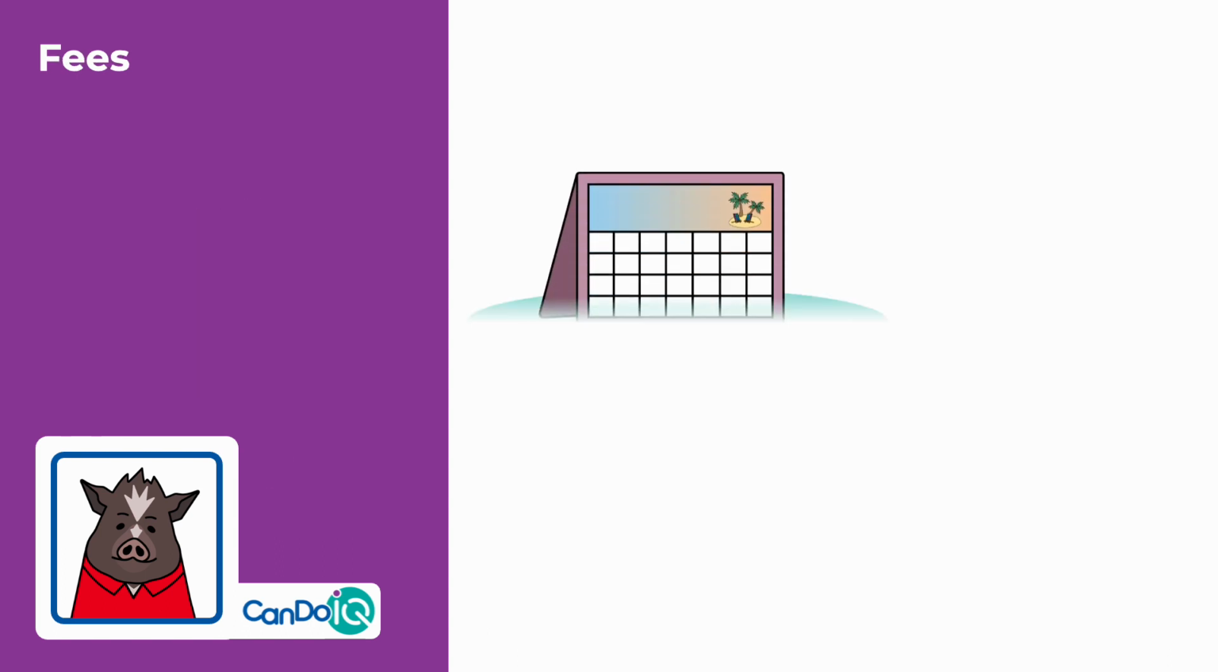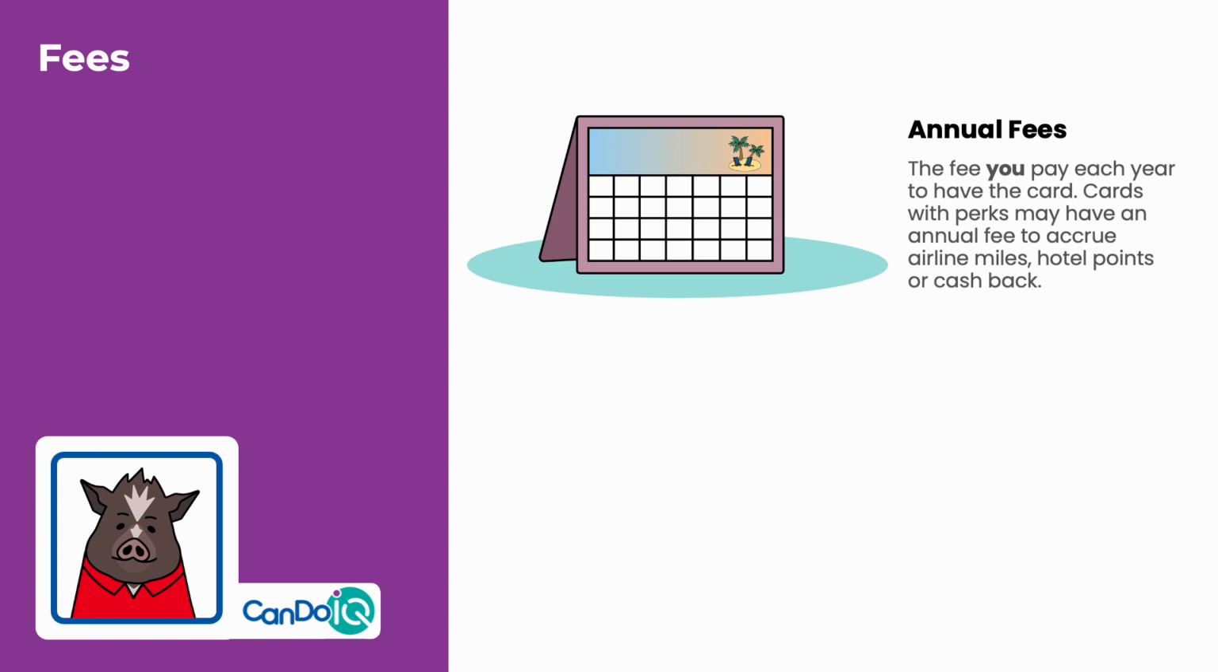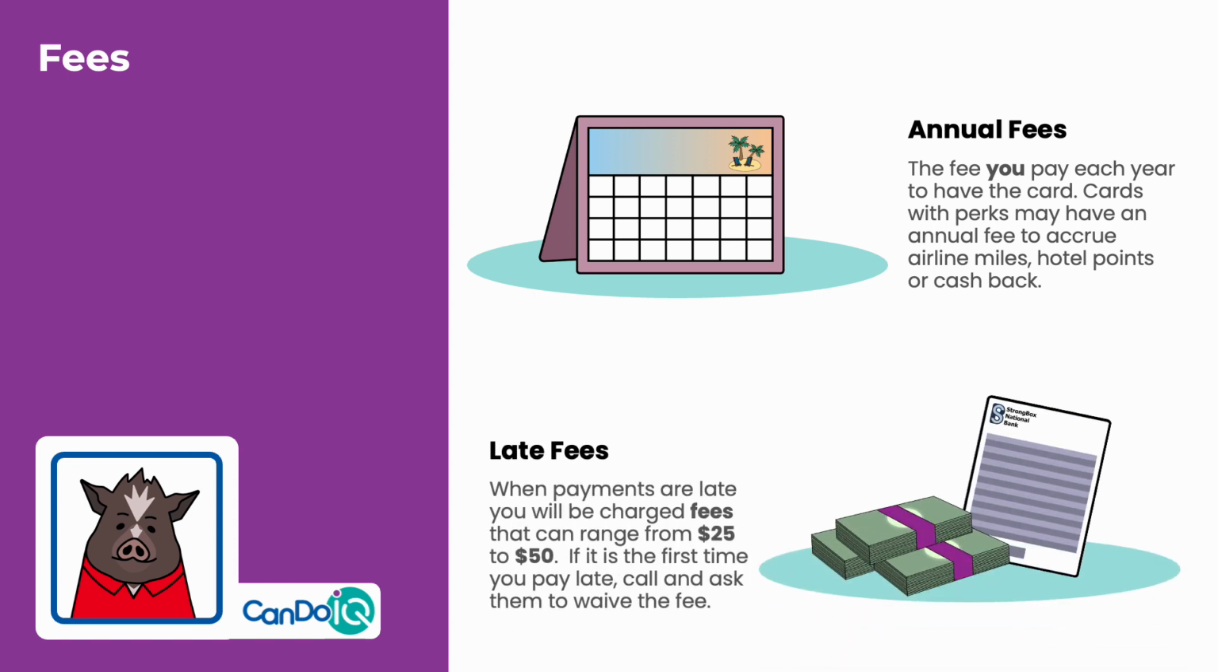Let's talk about fees. Some credit cards charge annual fees, especially those with rewards. Cards with perks often have an annual fee to accrue airline miles, hotel points, and cash back. Late fees occur when you do not make a minimum payment on time. These fees range from $25 to $50 per occurrence and may increase if you continually pay your bill late.